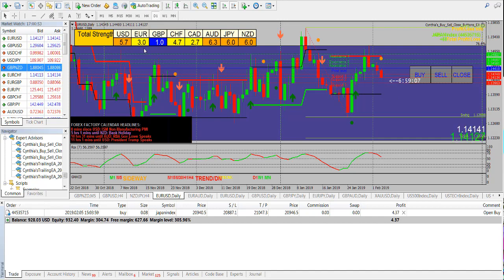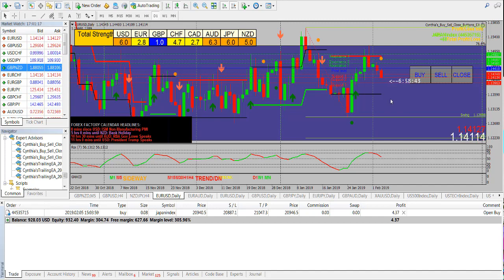You can see it yellow 3.0 versus the dollar, which is very strong, orange around 6.0. So people are selling the euro and buying the dollar. The dollar is very strong and the euro is very weak. So the pair, the euro US dollar pair, has been going down, and it's been in an oversold area for a long time.